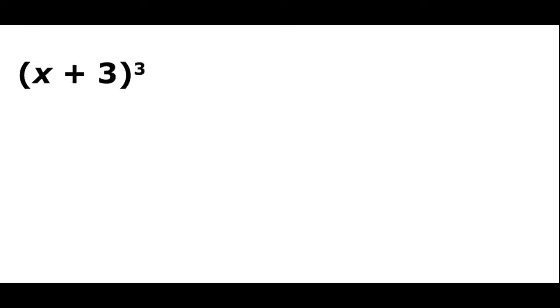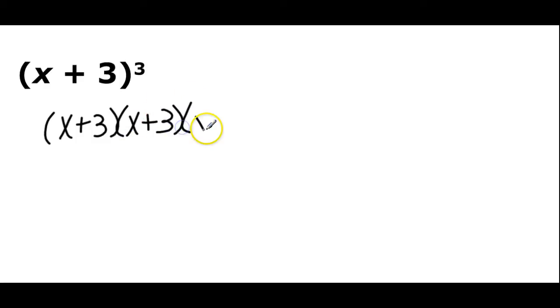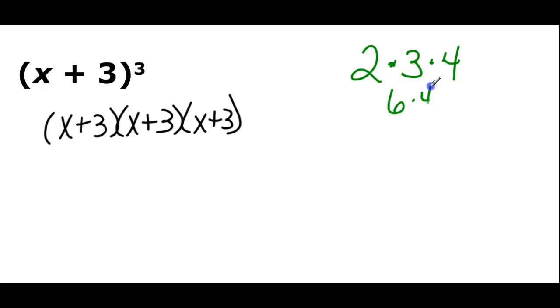Okay, we're going to expand on something we talked about just a minute ago. This is x plus 3 cubed. So that's going to be x plus 3 times x plus 3 times x plus 3. Now, this isn't done all in one step. If you had 2 times 3 times 4, you would multiply two of those together first. So 2 times 3 is 6. Then you would take that answer, 6 times 4, and you would get 24. That's what we're going to do here.